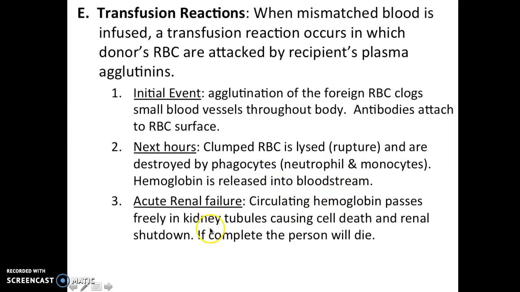Circulating hemoglobin passes freely in the kidney tubules. It's too big, and it will kill the cell, causing cell death and renal shutdown. If complete, the person will die. This is the most extreme. So these steps here are the most extreme situations. Like you got a lot of blood, they didn't know. It would cause kidney failure, acute renal failure.